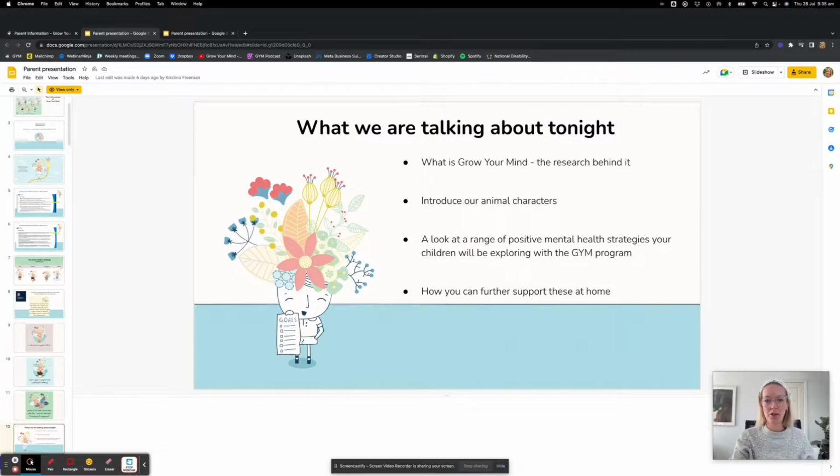A little bit about what you're sharing with your parents tonight, a bit of the research which we've just done. Introducing the animal characters is key. Exploring a range of the positive mental health strategies that we'll be teaching the kids, and of course some ways to support at home. What we know is that parents are crying out for any support, any strategies, any tools that they can use at home. And so what better way than tonight to give those.